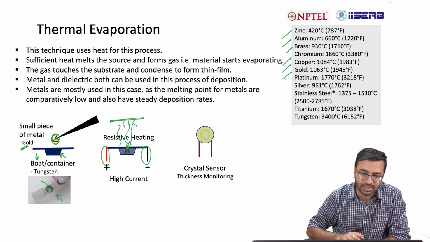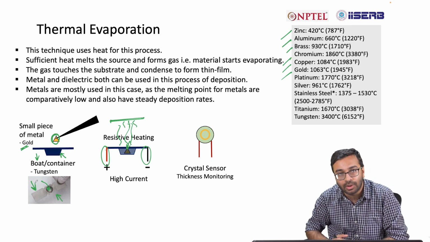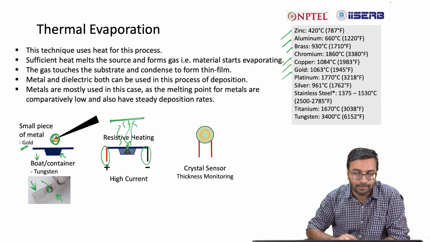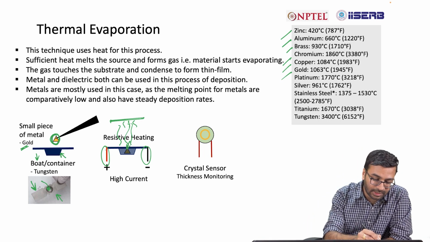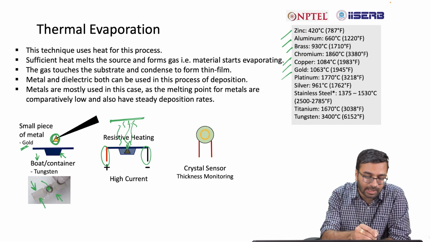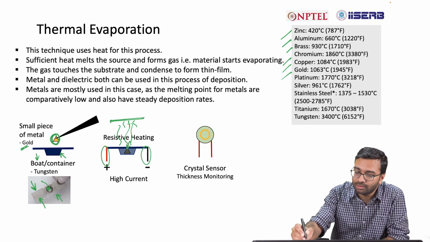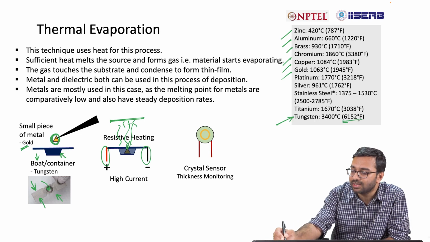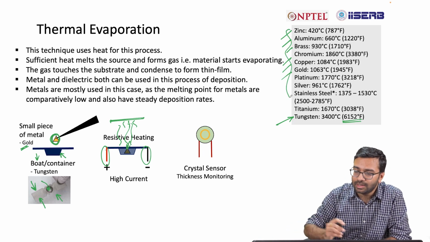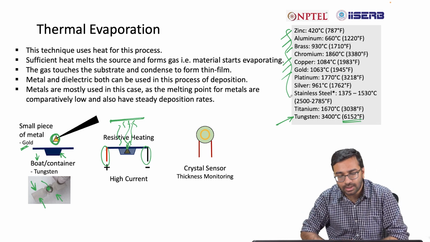Now, from the discussion itself, it is very clear that your boat material should have a higher melting point than your material under consideration, or source material, right? Because if the boat material has a low melting point, then it will melt and create contamination. In fact, it is not possible, it will melt. So, that is why boats are usually made of tungsten. You can see in the list, tungsten has a fairly high melting point, and then you use different other materials as source in order to create a thin film on a substrate.